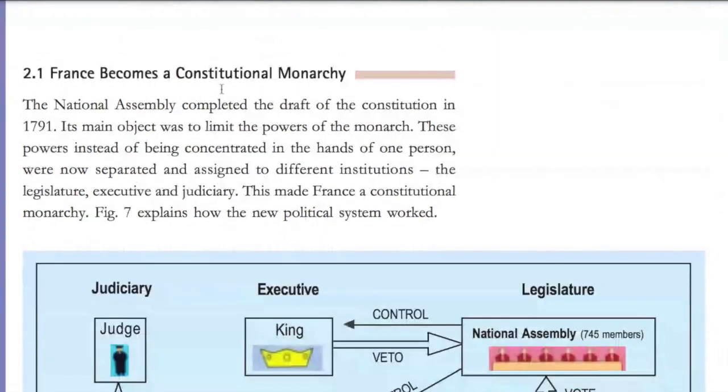So France becomes a constitutional monarchy.